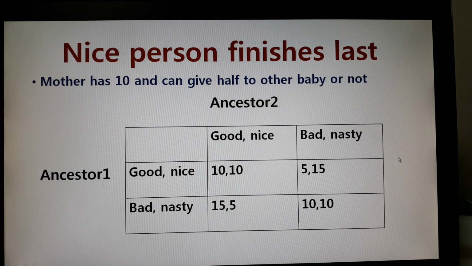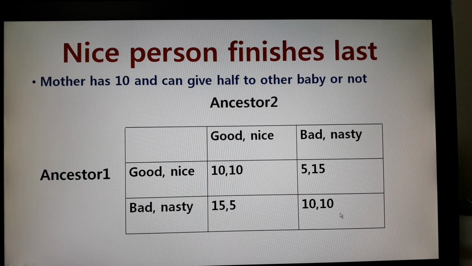So in this biological game, if we believe this kind of game has been played for the last 100,000 years, our ancestors who had a good, nice nature would disappear. And what we have now are selfish, nasty, bad people. So the fact that we are here, living in the 21st century, means our ancestors have been nasty, because they sucked up every food from the nice ancestors, and the nice ancestors disappeared, and our ancestors survived because they were not so nice.